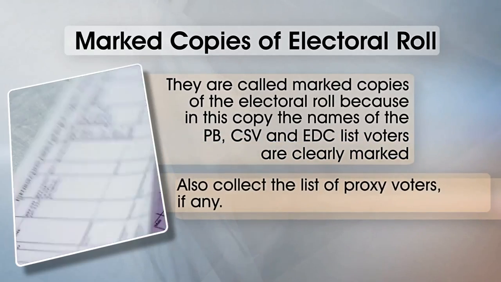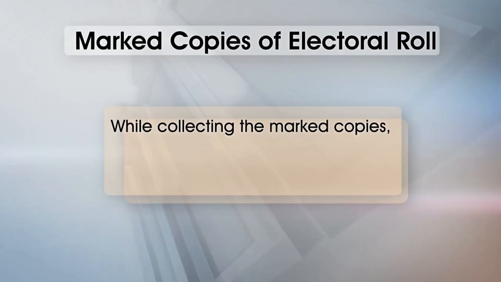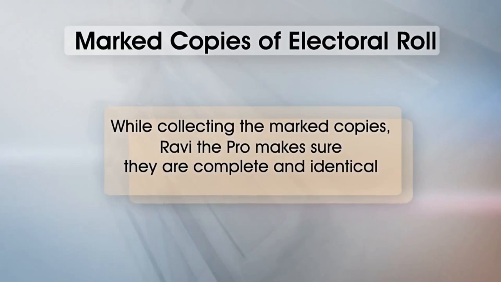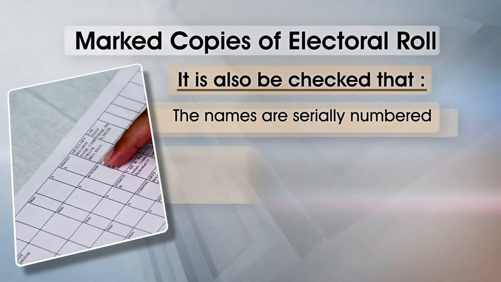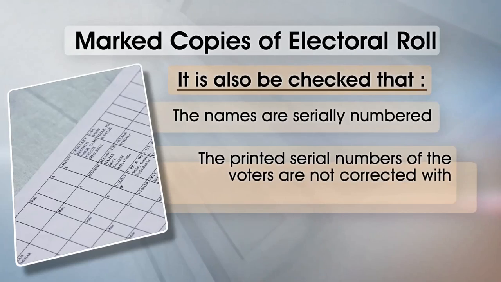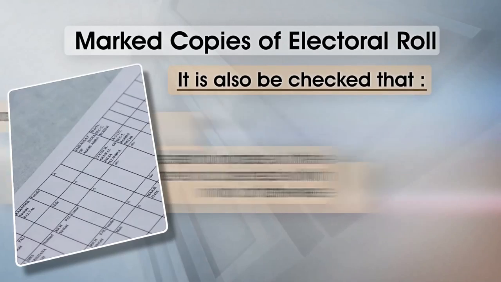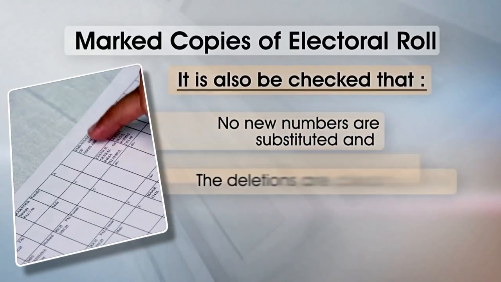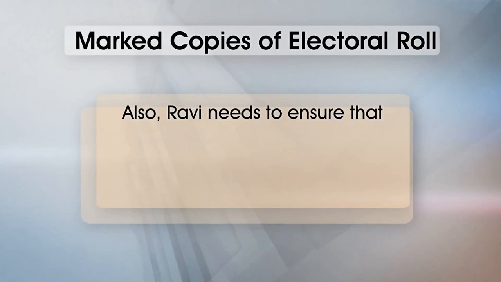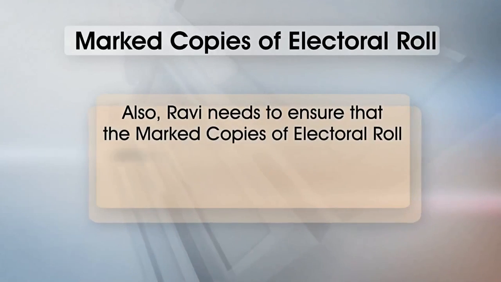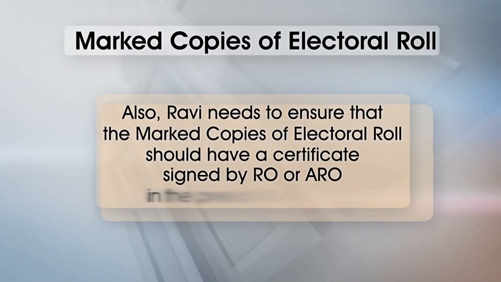Also, collect the list of proxy voters, if any. While collecting the marked copies, Ravi, the PRO, makes sure they are complete and identical. It is also to be checked that the names are serially numbered, the printed serial numbers of the voters are not corrected with ink or otherwise, no new numbers are substituted and deletions are clearly marked. Also, Ravi needs to ensure that the marked copies of the electoral roll have a certificate signed by the RO or ARO in the prescribed format.